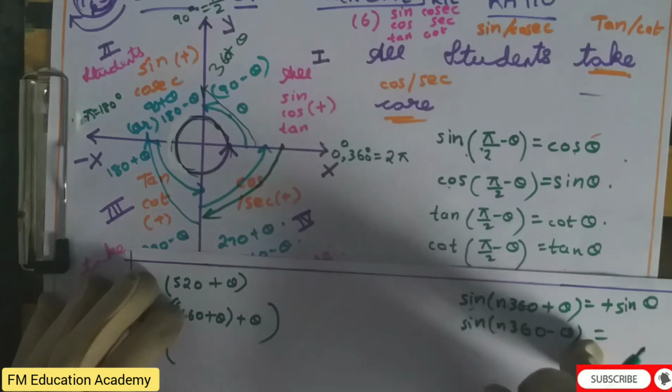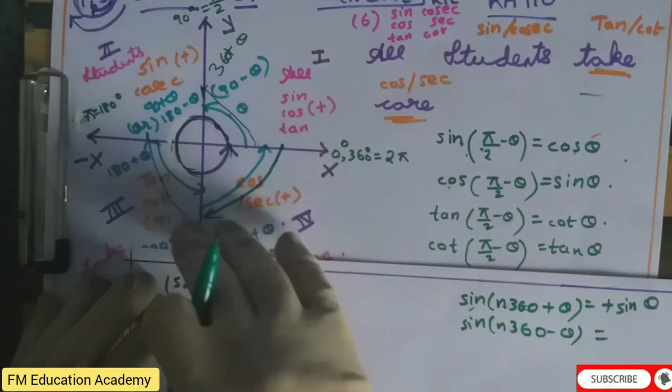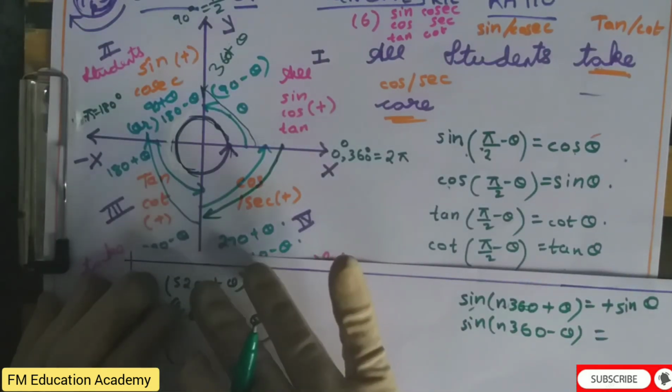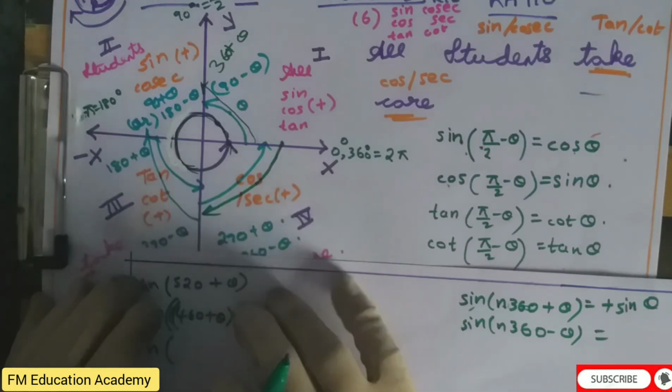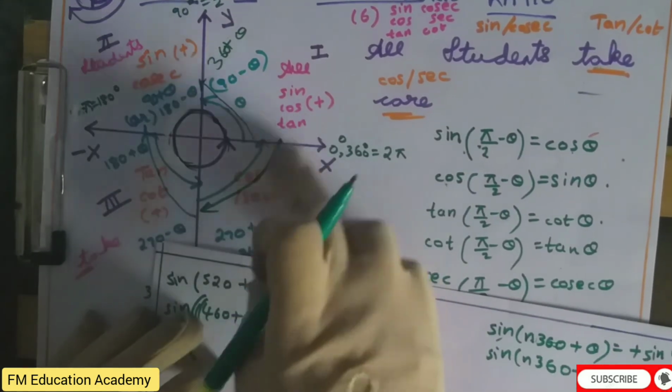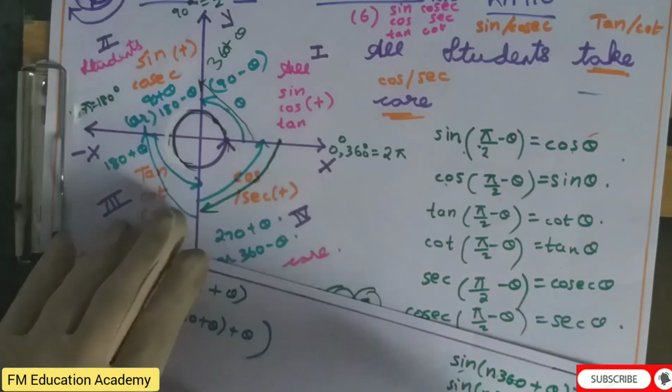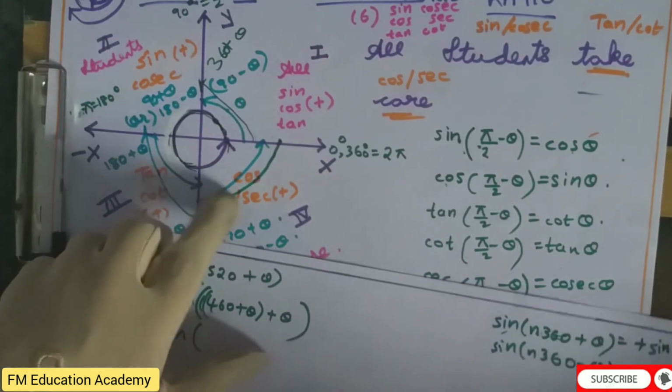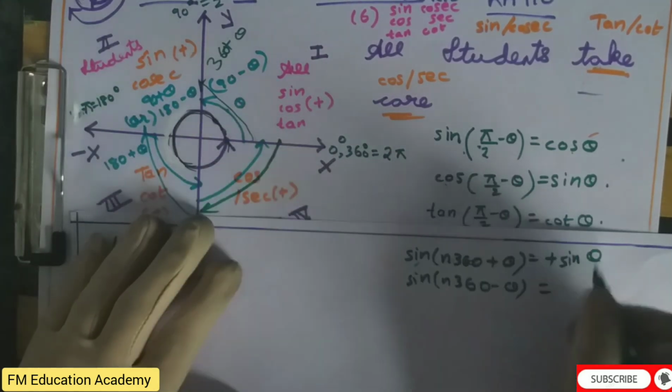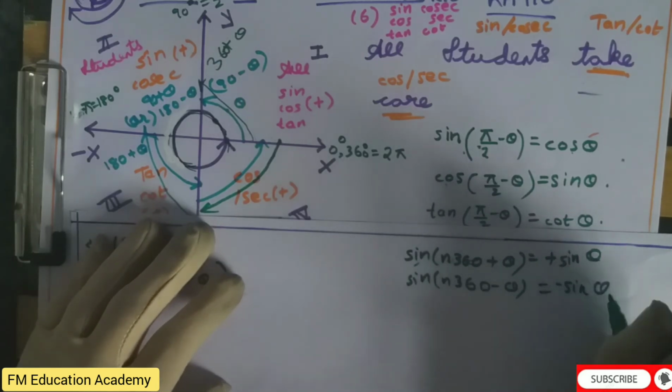Now coming to 360 minus theta. Where is 360 minus theta? 360 minus theta means it will be in the fourth quadrant, right? Like this here. So in the fourth quadrant, sine is negative. Only cos and secant are positive. So it will be minus sine theta. This is how you are doing.